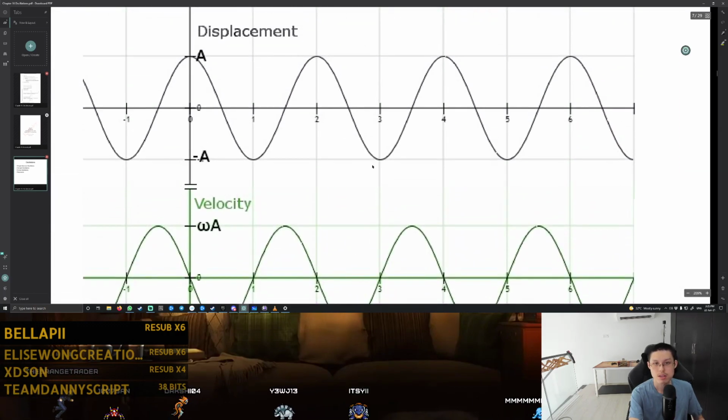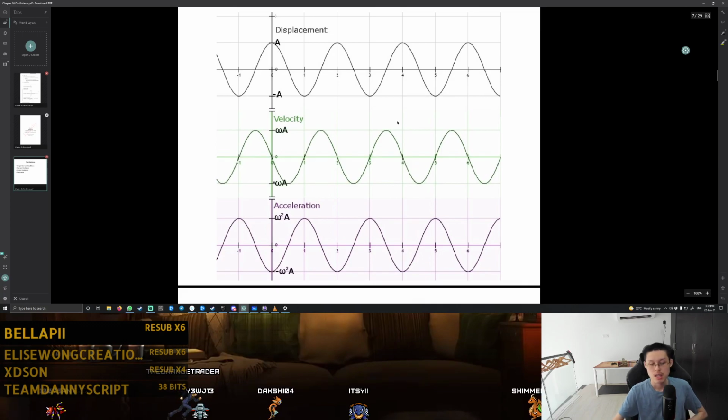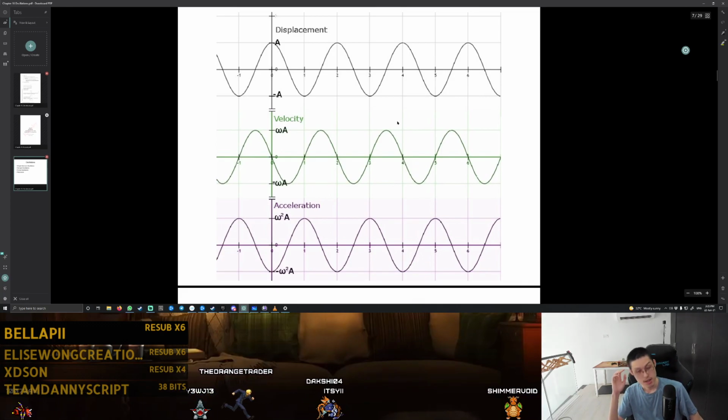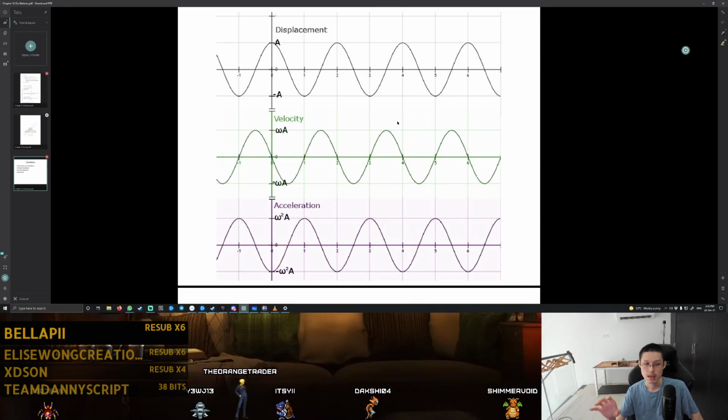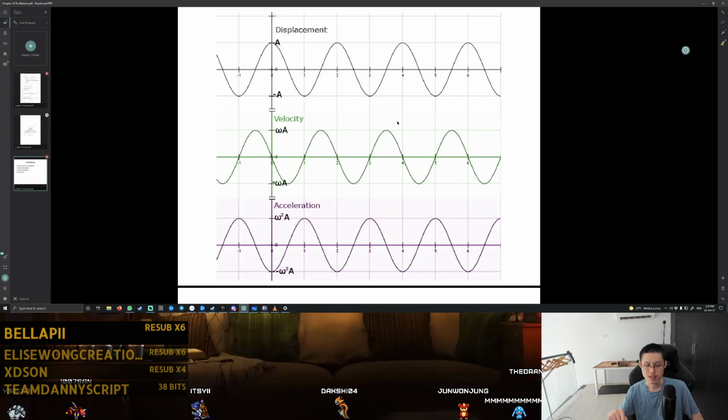If you look at the graphs for displacement, velocity, and acceleration, you'll notice that displacement and velocity have a phase difference of pi over 2. Similarly, for velocity and acceleration, there's another phase difference of pi over 2. And the phase difference between displacement and acceleration is pi.